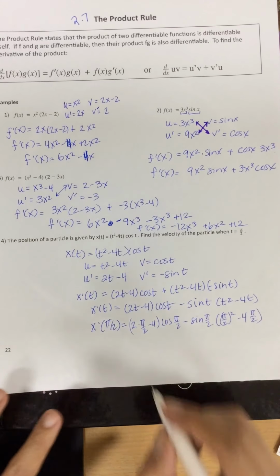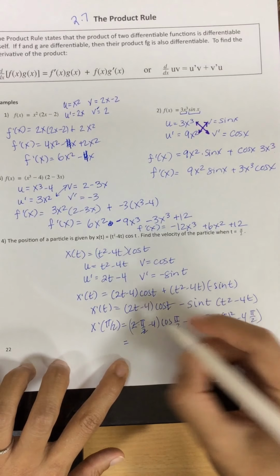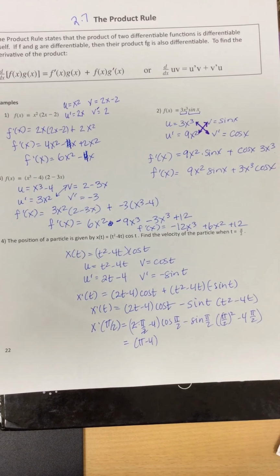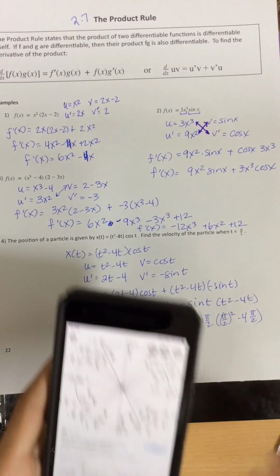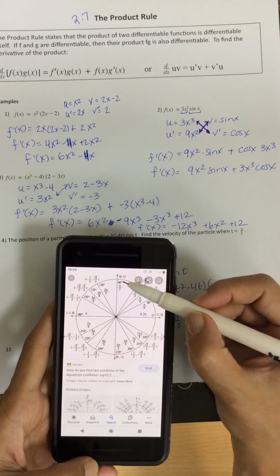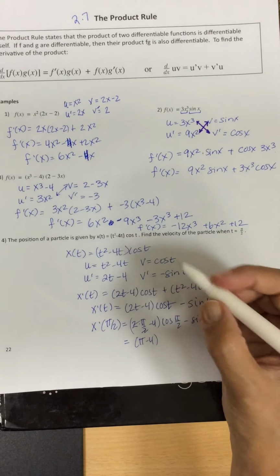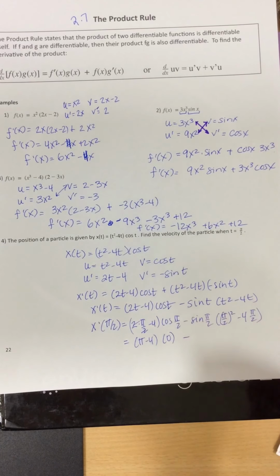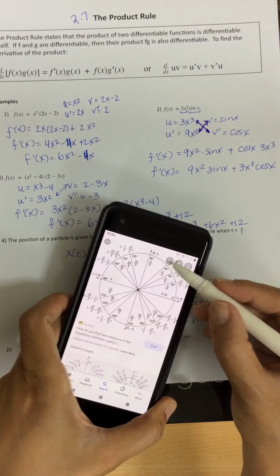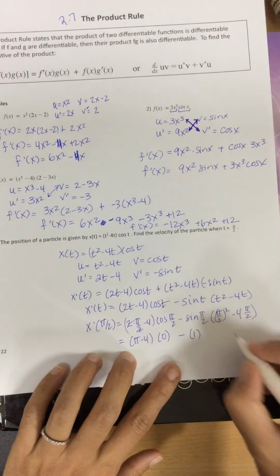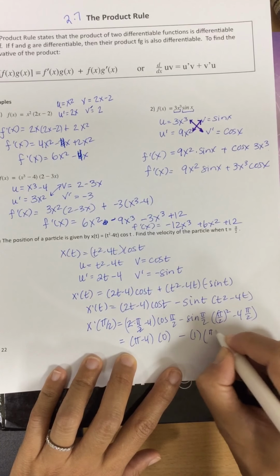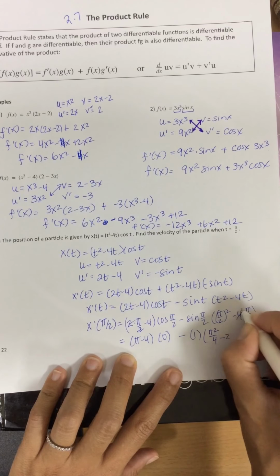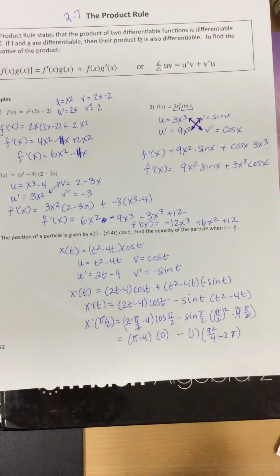Okay, so I'm evaluating all this. These cancel out, so this part is just pi minus 4. What's cosine of pi over 2? Who remembers that? Cosine of pi over 2? 0. Minus sine of pi over 2? 1. And then this thing becomes pi squared over 4. And that goes away, and you just have 2 pi, I believe.